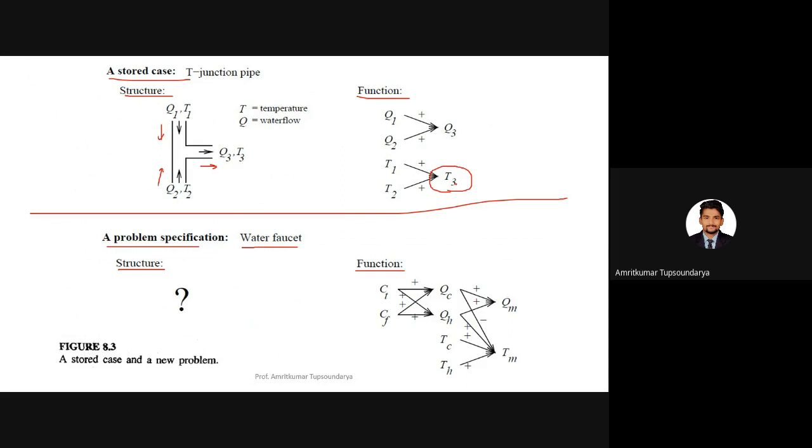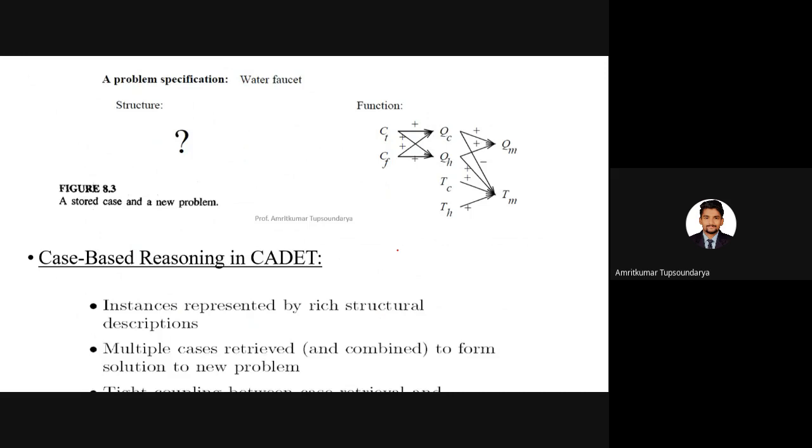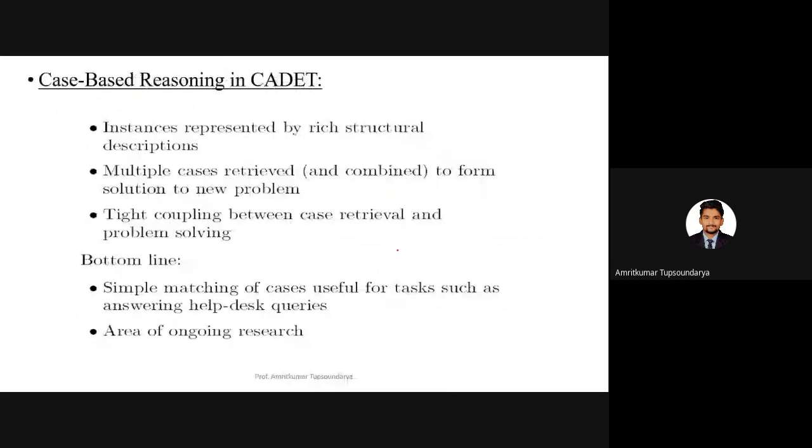Now the bottom half of this figure is the typical design of a problem, right? As I mentioned, it is typically the problem. So we have the function for it, and we need to define the structure, right? So this can be an example of case-based reasoning. Like I mentioned here, the instances are represented by rich structural descriptions.